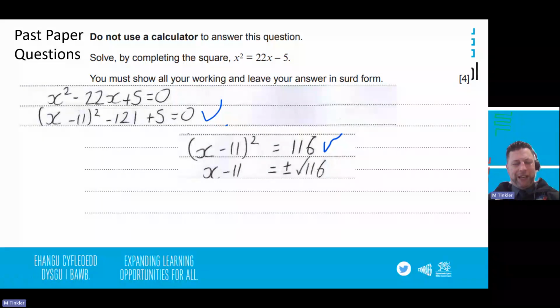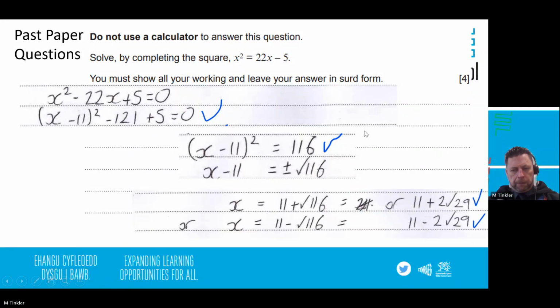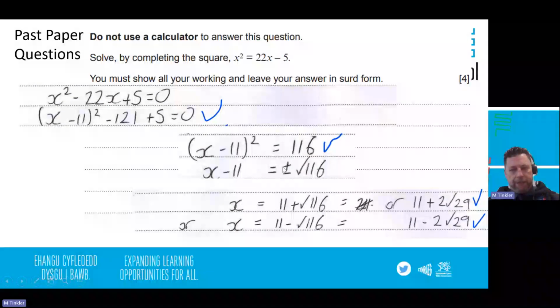See if you can go and do those, because there's a classic mistake people make in a few seconds when they say x equals x minus 11 equals that line, and trying to get x on its own. It does say surd form, and you can use your calculators to simplify that surd down. Now, this is 11 plus or minus the square root of 116, and it does say surd form. So if you press square root of 116, it would have told you it's 2 root 29.